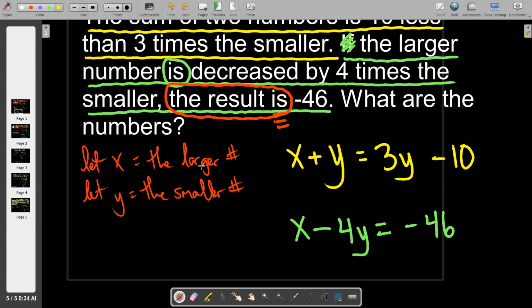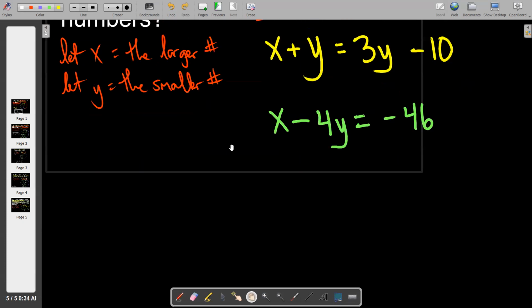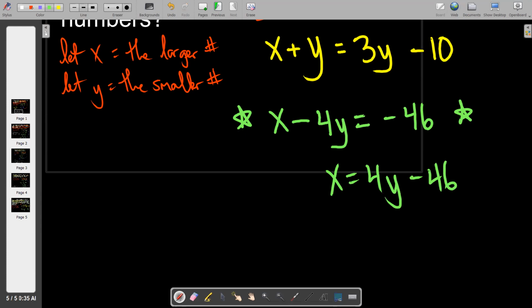Let's substitute. Let's take the green equation and let's just get x by itself. If I take this equation with the stars next to it and get x by itself, what would it say? X equals 4y minus 46. I love it. And I'm ready to red box that sucker. And where are we going to put that? Place the x in the top equation. You bet. In the top equation.